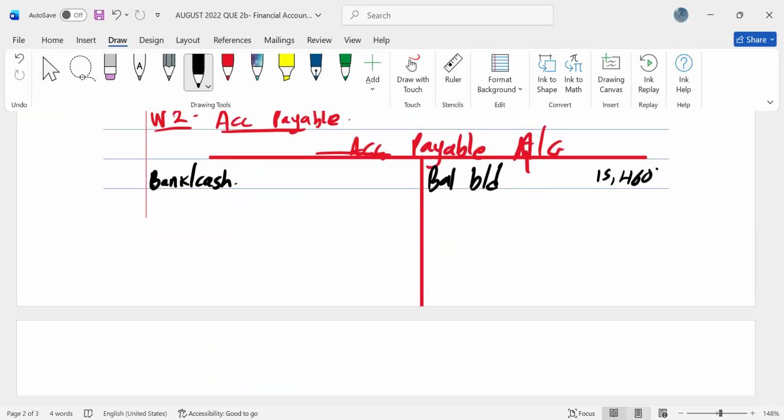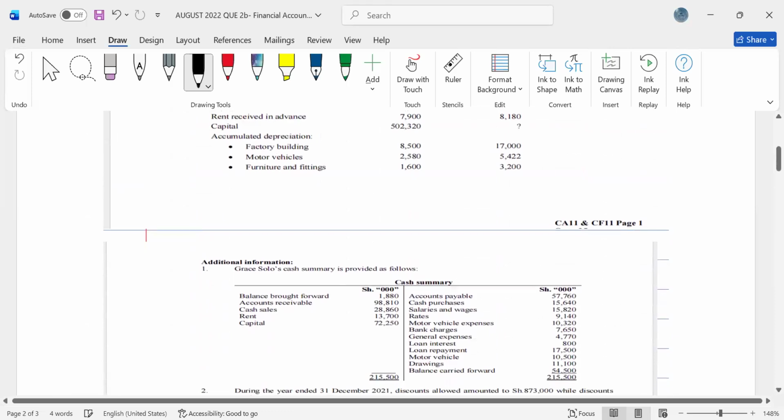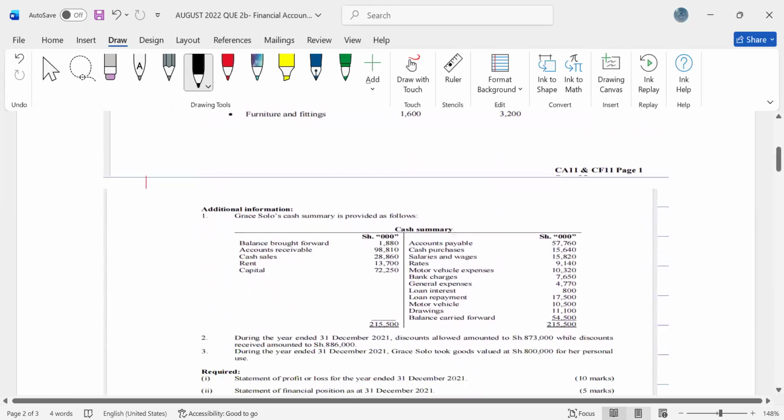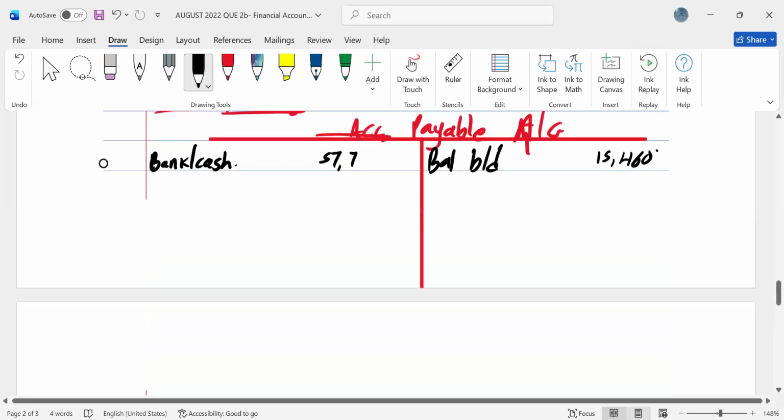It's either it was paid from the bank or cash. So you have 57,760. That is it.